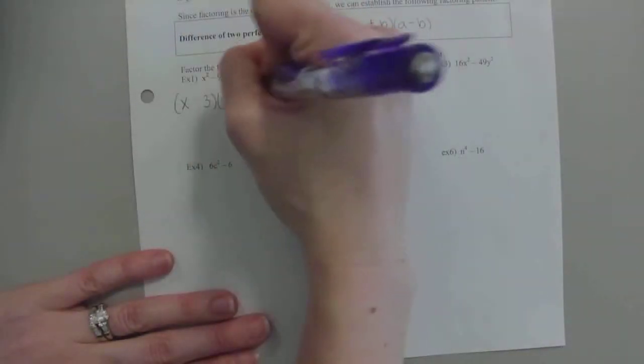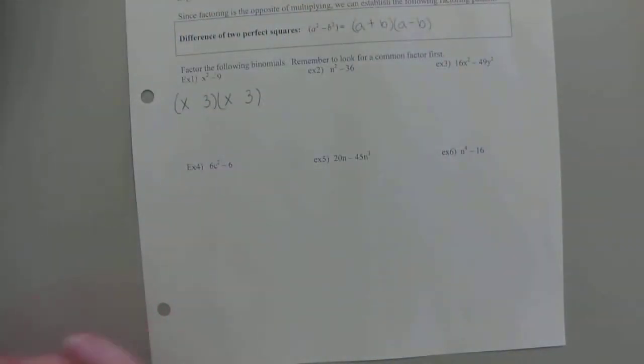What's the square root of 9? 3. Where's he going to go? On the other side. And what do we need about the signs so the middle 2 terms cancel out? You got it. You just factored it.